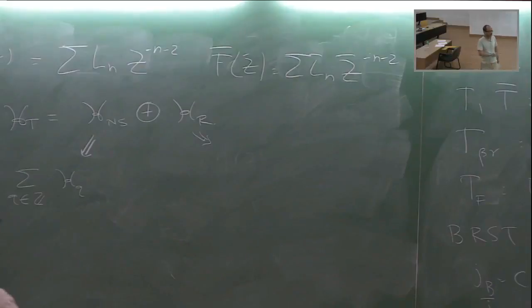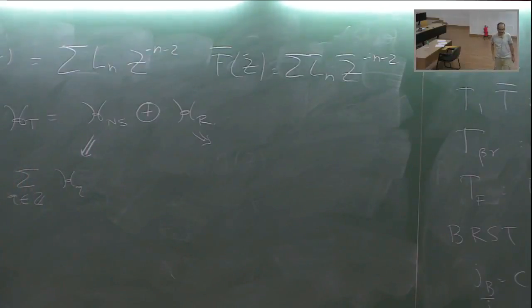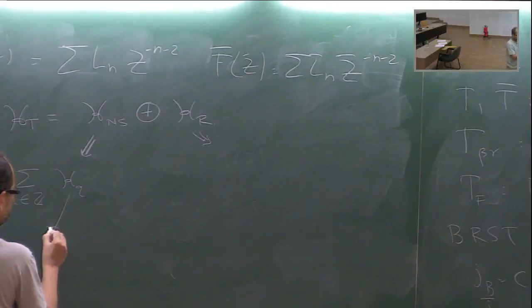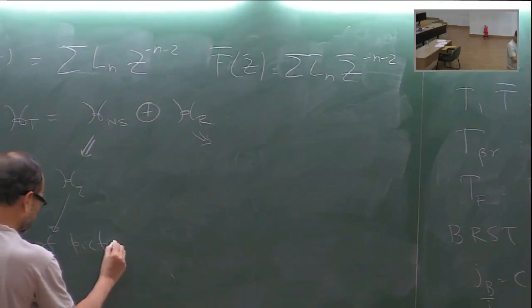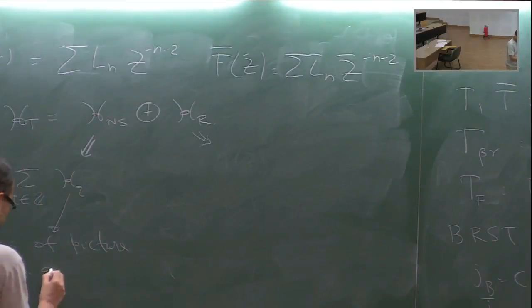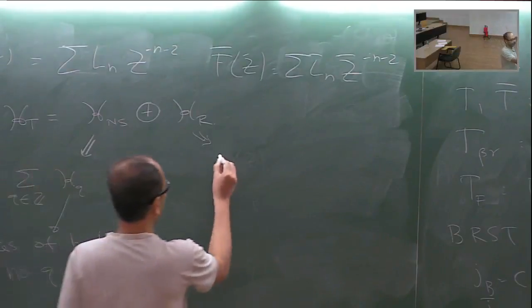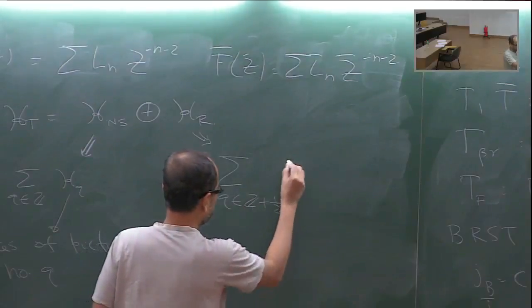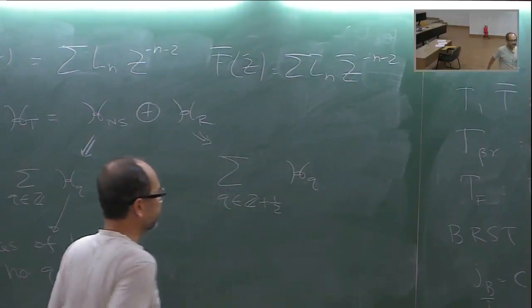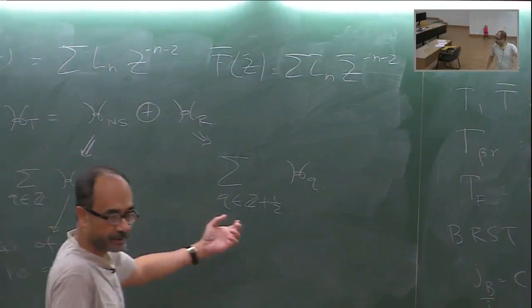Okay, so these NS sector states decompose into these subspaces. So what is this H_q? This contains states of picture number q. And these decompose into q belonging to Z plus half, H_q. Okay, so the NS sector states carry integer picture number, the Ramond sector states carry half-integer picture numbers.